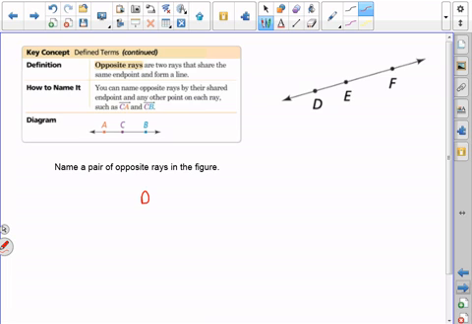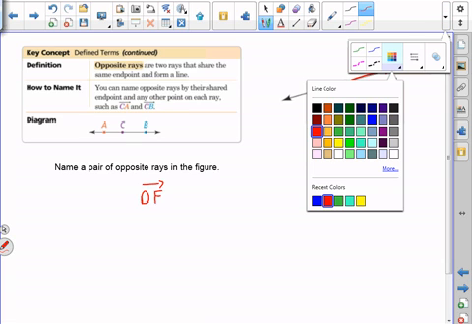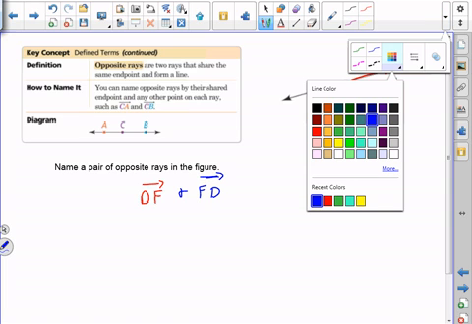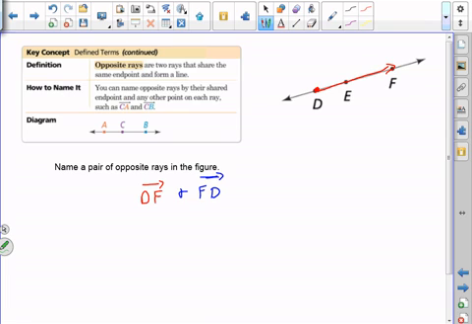So let's take a look at these rays. We're going to take a look at ray DF, which is here going that way, and pick another color here. And let's say ray FD. Are these rays opposite rays? Are these opposites?